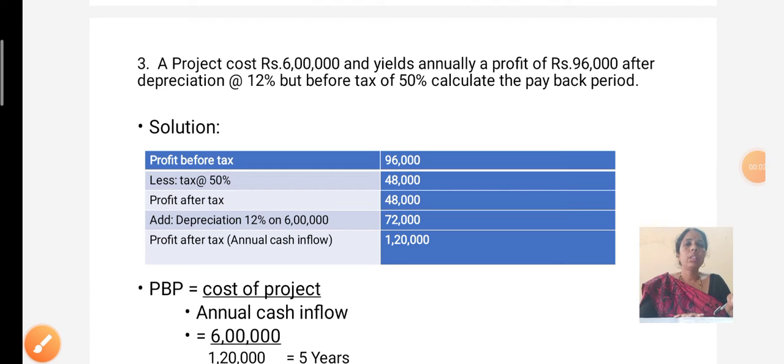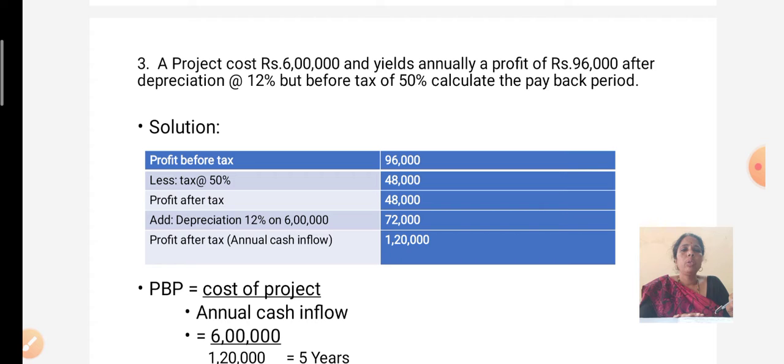Dear students, let us work out some more problems of payback period under uneven cash inflows. The problem is: a project costs rupees 6 lakhs and yields an annual profit of 96,000 after depreciation at 12% but before tax of 50%. Calculate the payback period. Now how do you calculate payback period?